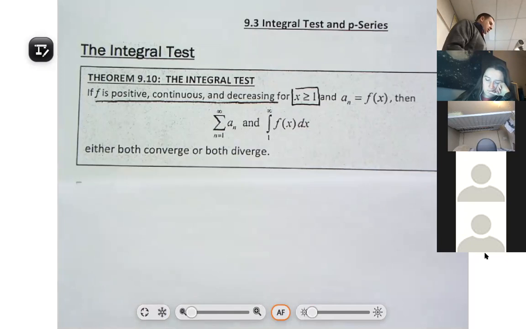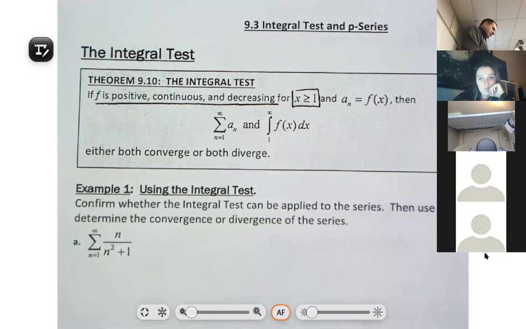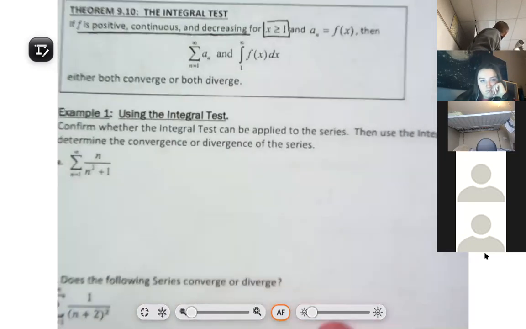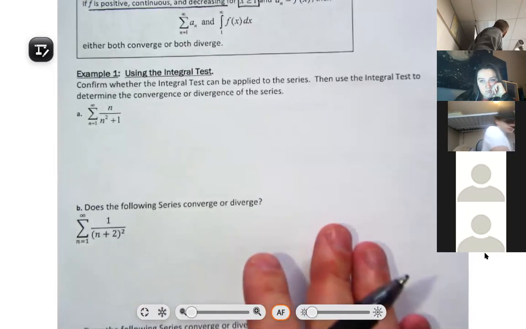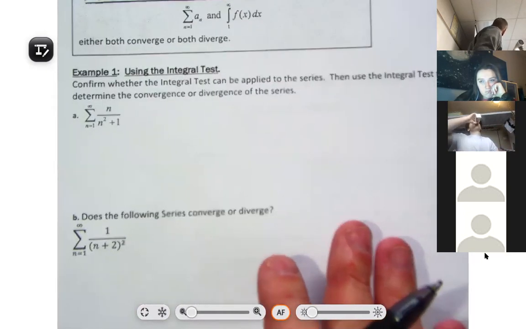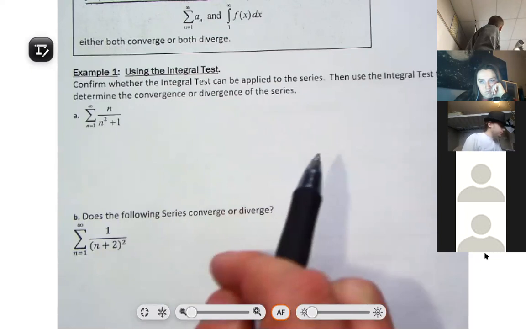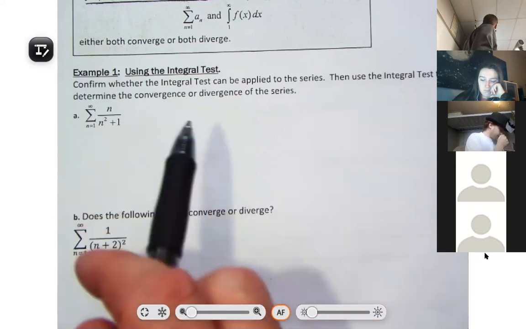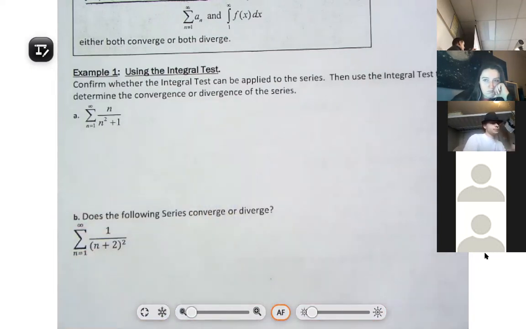All right. So let's do it. First example says, confirm whether the integral test can be applied to this series. Then use the integral test to determine the convergence or divergence of the series. The reason I don't like this test is just because there is so much work involved in these problems. It's not that they are tough. It's just that there's so many places that you can make mistakes.